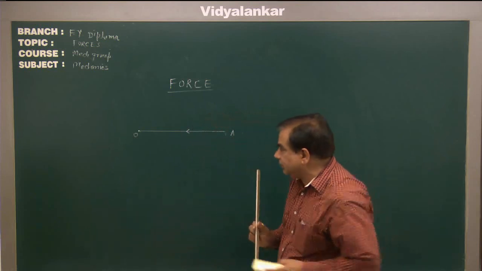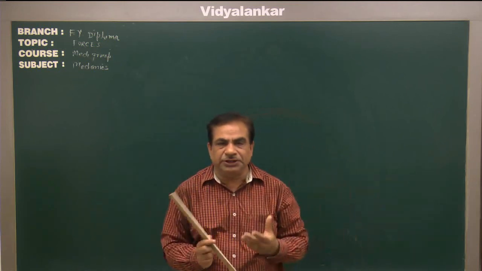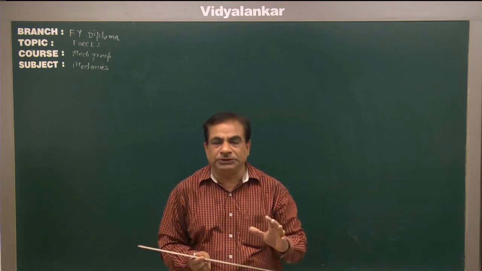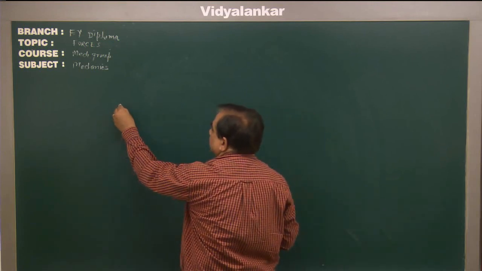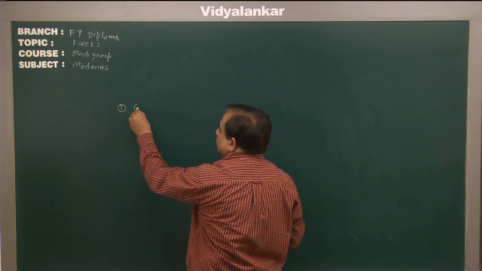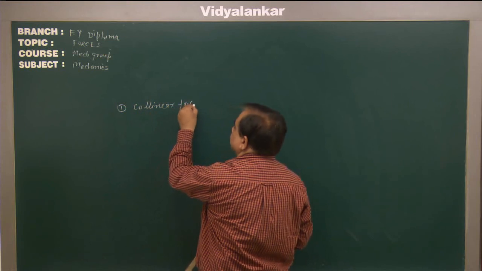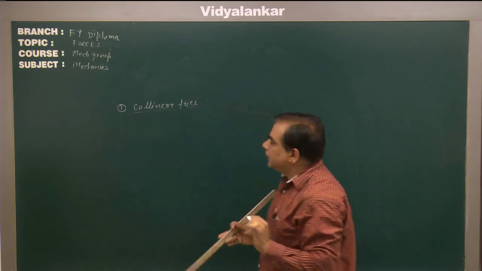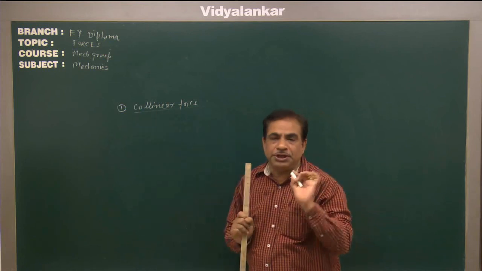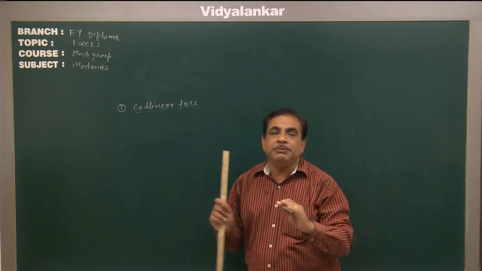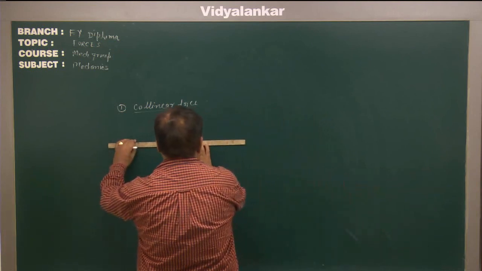And it is a very important question. From the exam point of view, the question is asked in this way: classify the forces, and what are the types of forces. The first one, collinear force. If you want to explain collinear force, just go through the name. Collinear: co means same, linear means line. If the forces are acting in a line, they are known as collinear forces, just like that.